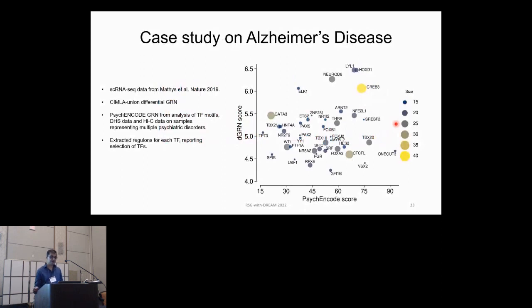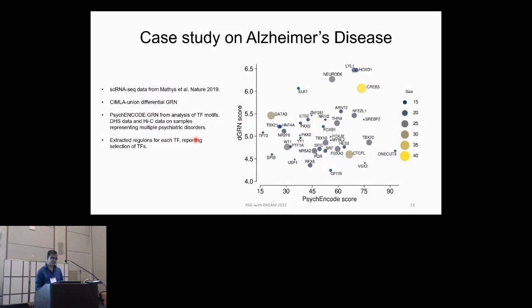And assured by these extensive evaluations on synthetic data, we finally used SIMLA to characterize the differential regulation underlying Alzheimer's disease, analyzing single-cell RNA-seq data from 22 individuals in each of two groups based on diagnosis at the time of death. We combined SIMLA-derived DGRN information with a cis-regulatory GRN for multiple psychiatric disorders as derived by the PsychENCODE Consortium.